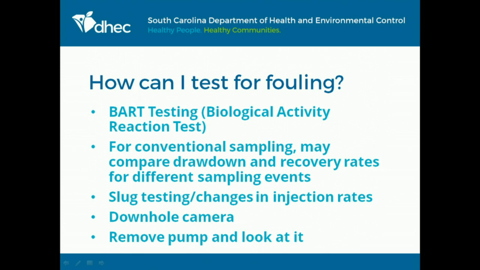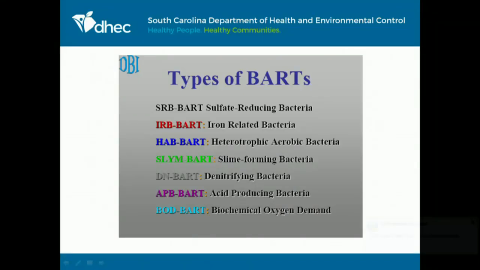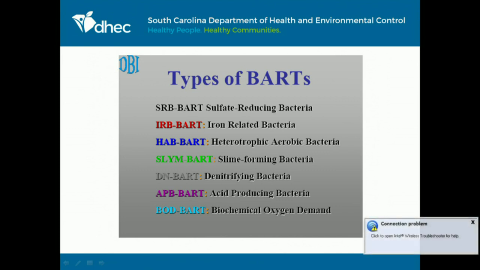In this case, you can look perhaps with a downhole camera. You can remove the pump and look at it. But I think the BART testing is a good way to tell you how prolific the population is. Not only will it tell you whether it's there or not, but it will give you an idea of how bad it is. So these are the types of BART testing that you can do, or the types you can test for. The first top three are really the ones that I typically look for, but if you think you might have some of the other ones, they can also be tested.